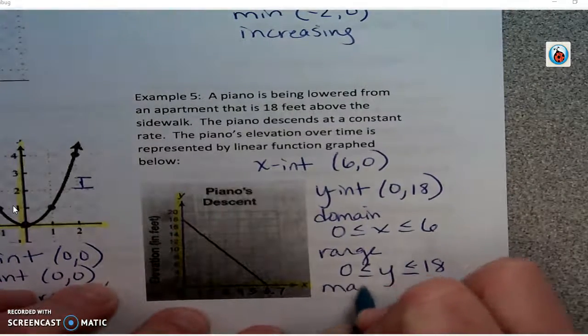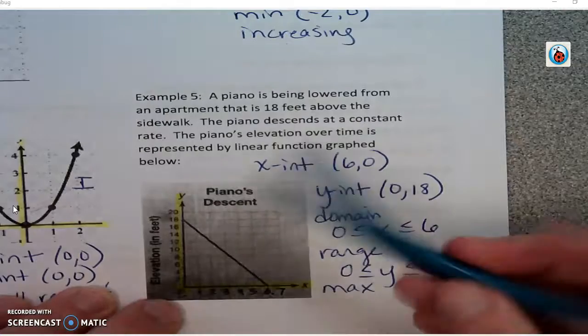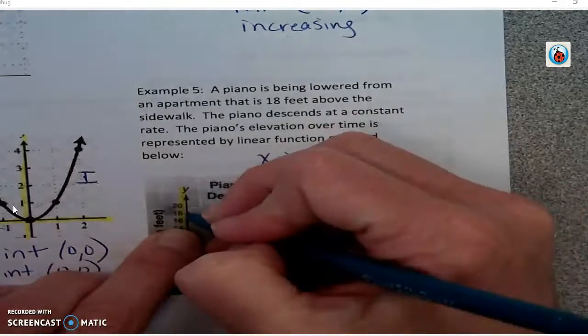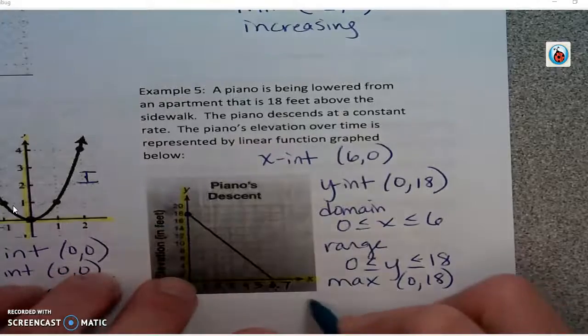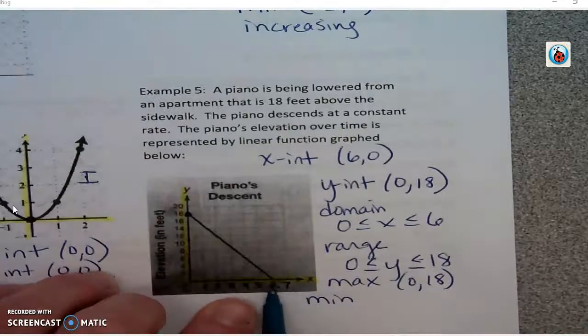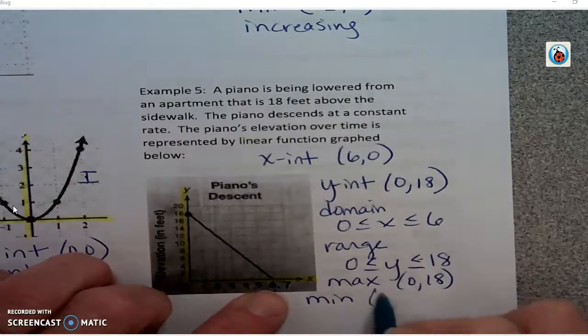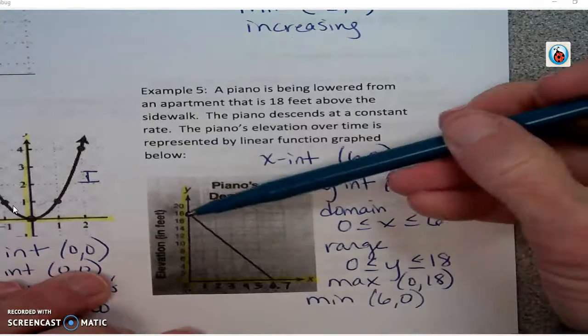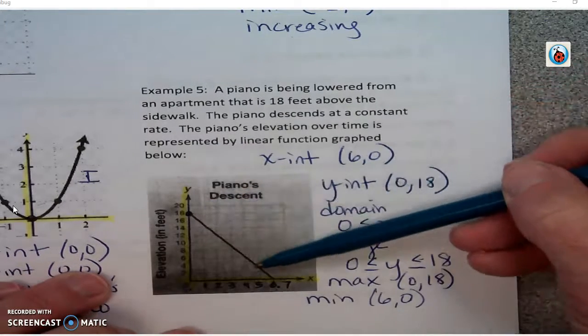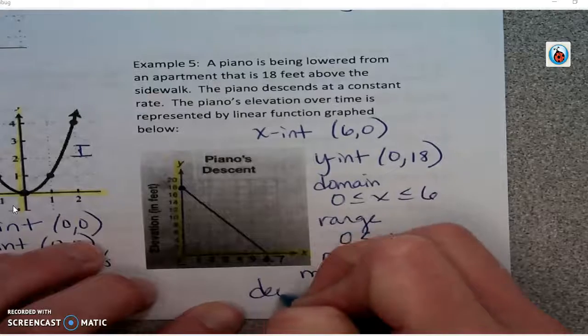The maximum is the highest point, which also happens to be your y-intercept. So the maximum is (0, 18). The minimum is the lowest point, which is also your x-intercept on this one. So the minimum is (6, 0). And is this one increasing or decreasing? It is decreasing.